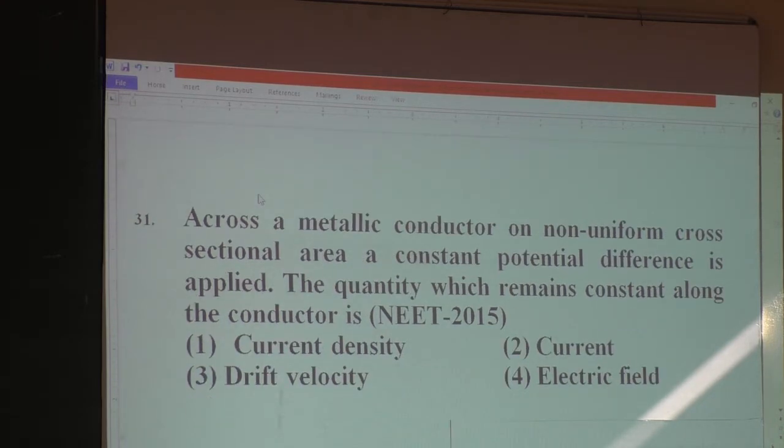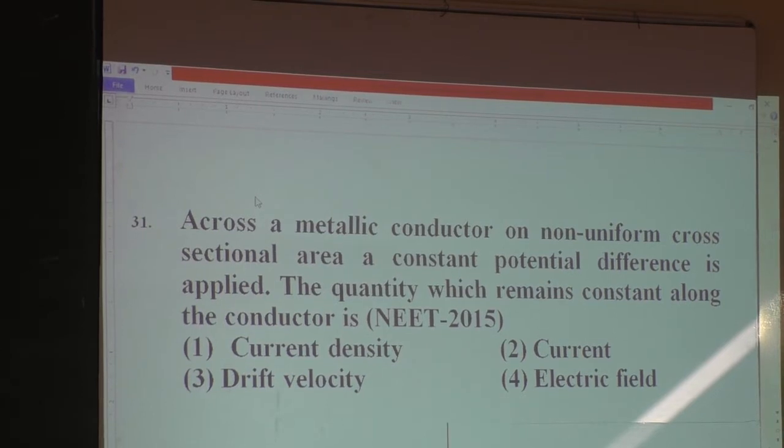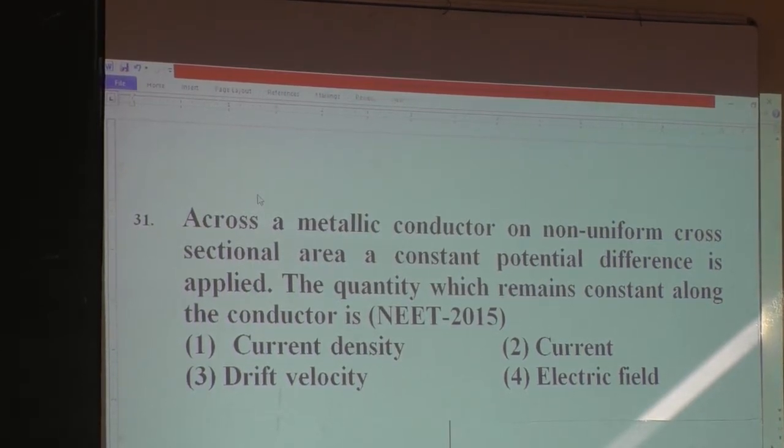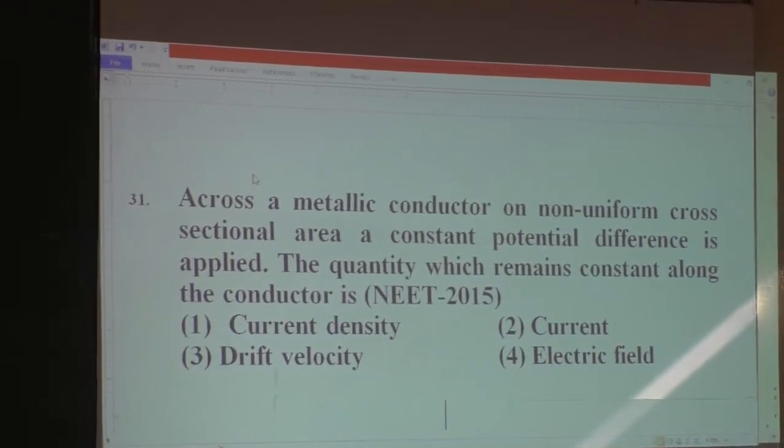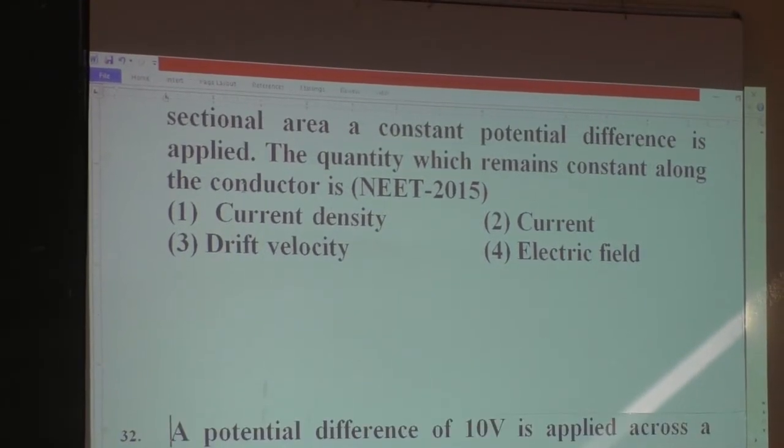Okay. This is a similar type of problem. Across a metallic conductor of non-uniform cross-sectional area, a constant potential difference is applied. Okay, I will connect a DC battery across a conductor of non-uniform cross-sectional area. Same diagram as the previous one. The quantity which remains constant along the conductor is, definitely, current. It is none other than current. Current remains constant, always constant throughout the material. Okay, option number 2.